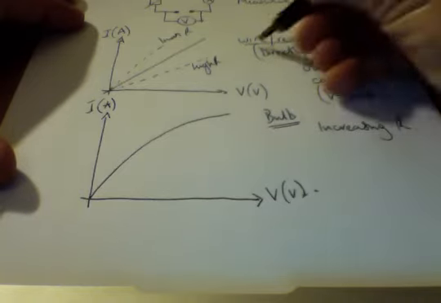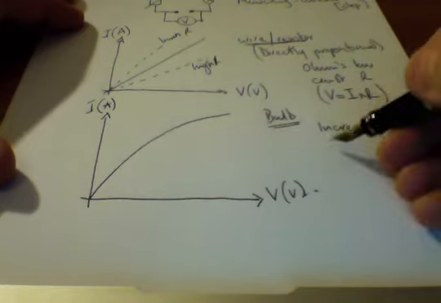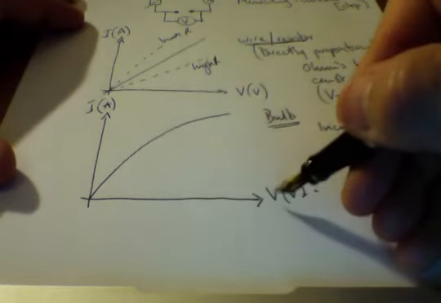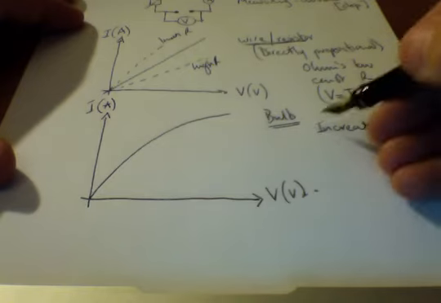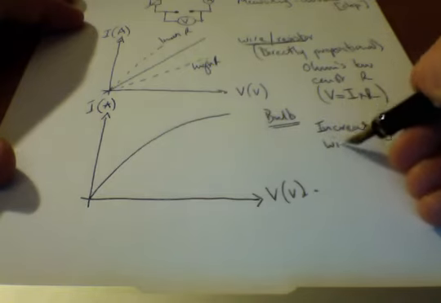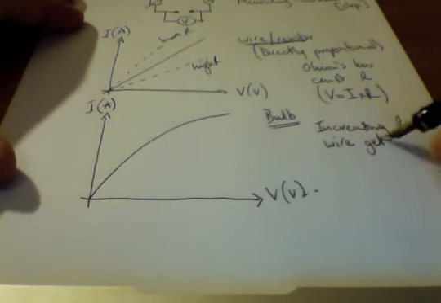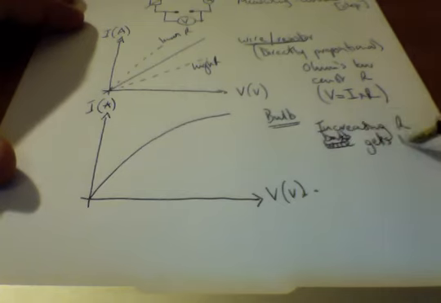Why? Well, what we say is with the light bulb, the wire is getting very hot. So as you increase the voltage, the current increases, so the heat increases. So you can say increasing resistance because the bulb gets hotter. So it's getting hotter, you're increasing the resistance.